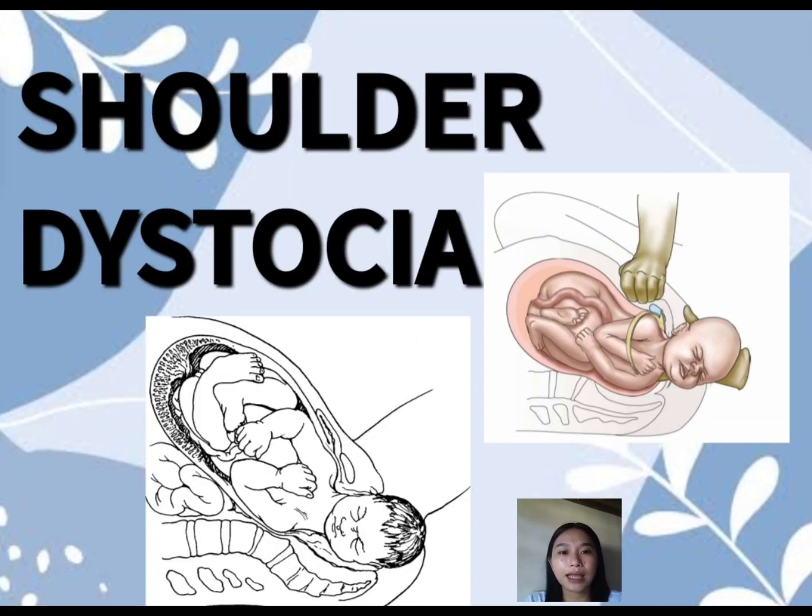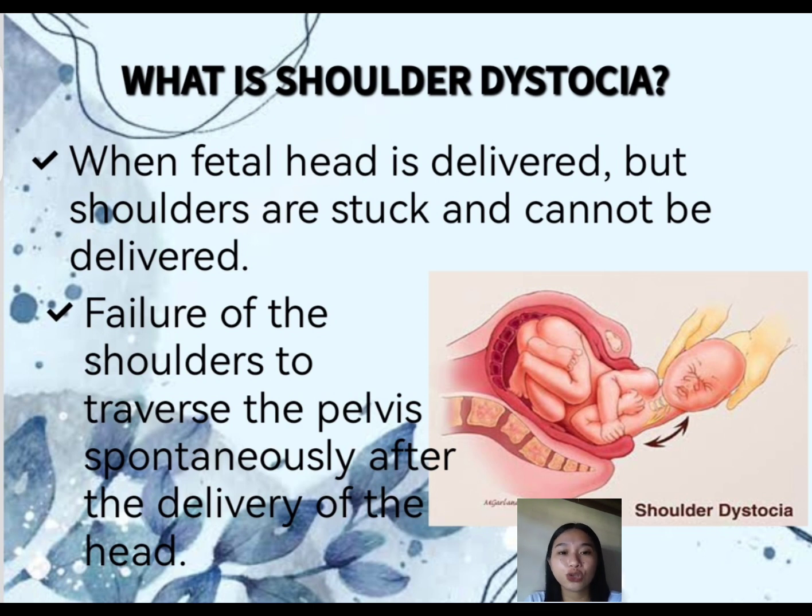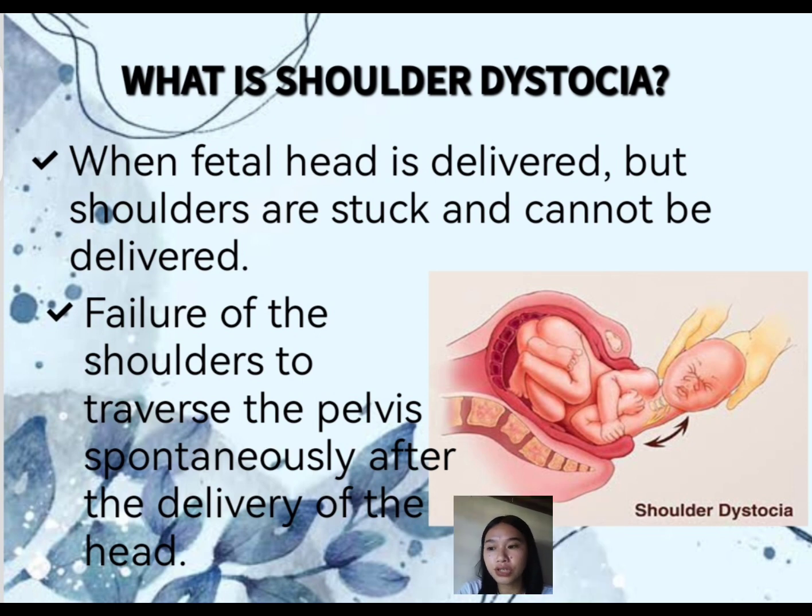The next topic that I will be discussing is shoulder dystocia. So what is shoulder dystocia? It is when the fetal head is delivered but the shoulders are stuck and cannot be delivered. Shoulder dystocia is a failure of the shoulders to traverse the pelvis spontaneously after delivery of the head. It is when the anterior shoulder becomes trapped behind the symphysis pubis and the posterior shoulder may be in the hollow of the sacrum or high above the sacral promontory.